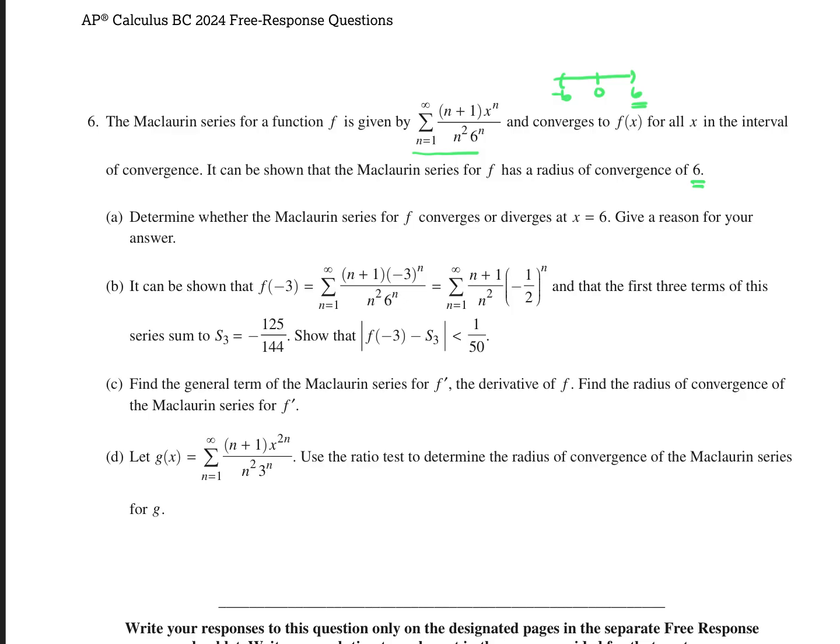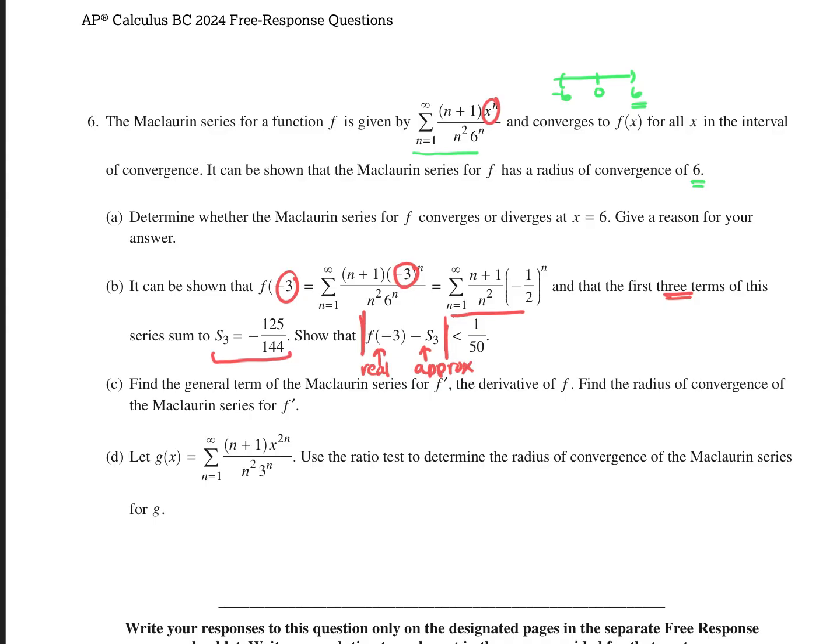Part B, it is shown that f of -3 is equal to that, so all they did here was plug in -3 for x. They simplified it. It is shown that the first 3 terms have this sum. So they want you to show this value, that the absolute value, and this is your real value. This is what you approximated. So what they're basically asking you for is the error.